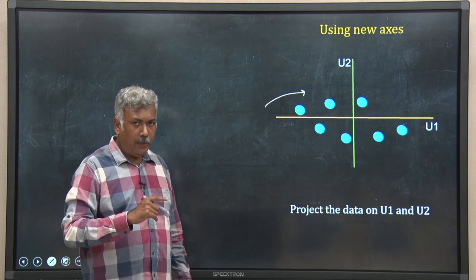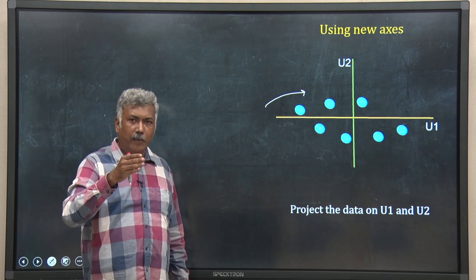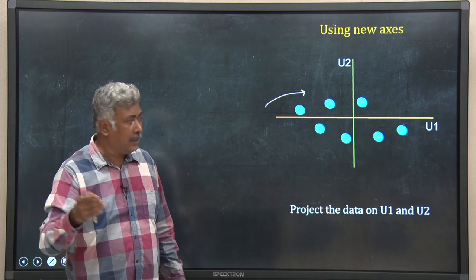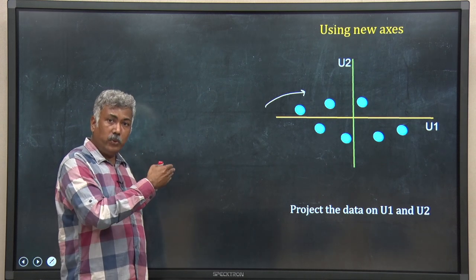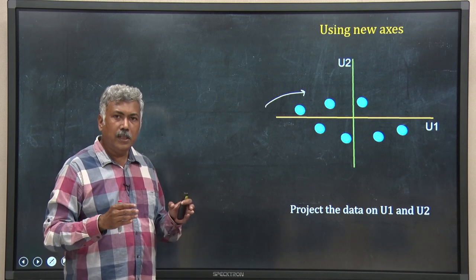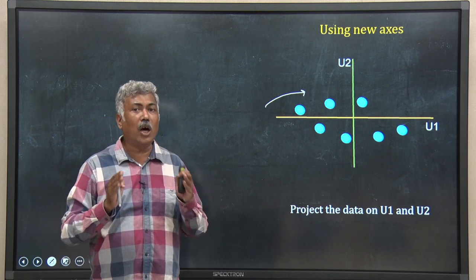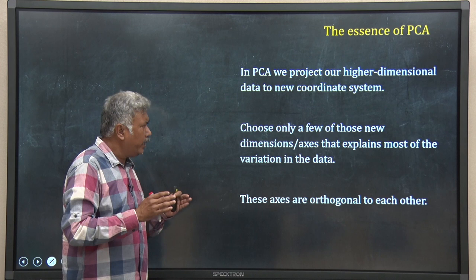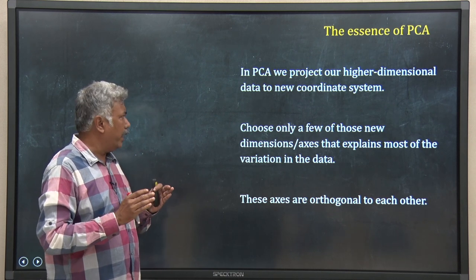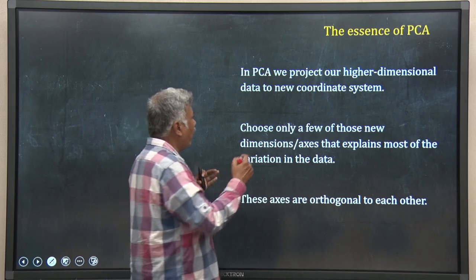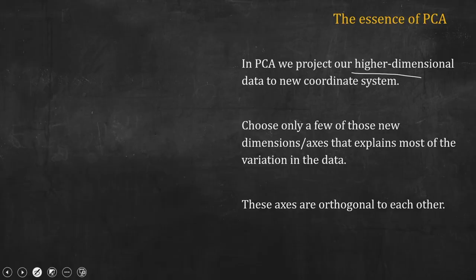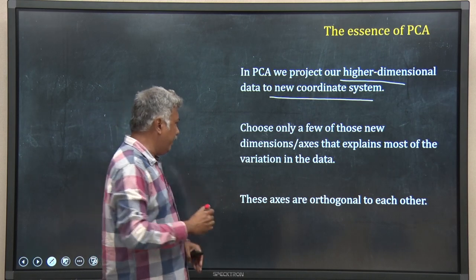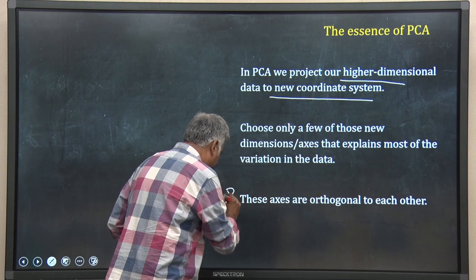So, these two examples: the first one, where all the data points were collapsing on the x axis into one point, which is why I discarded x, and this case, where I have created two completely new coordinates, bring us to the essence of PCA, principal component analysis. What is that? PCA is a dimension reduction technique where we project our original higher-dimensional data to a completely new coordinate system. We have new axes, and these axes are orthogonal to each other.